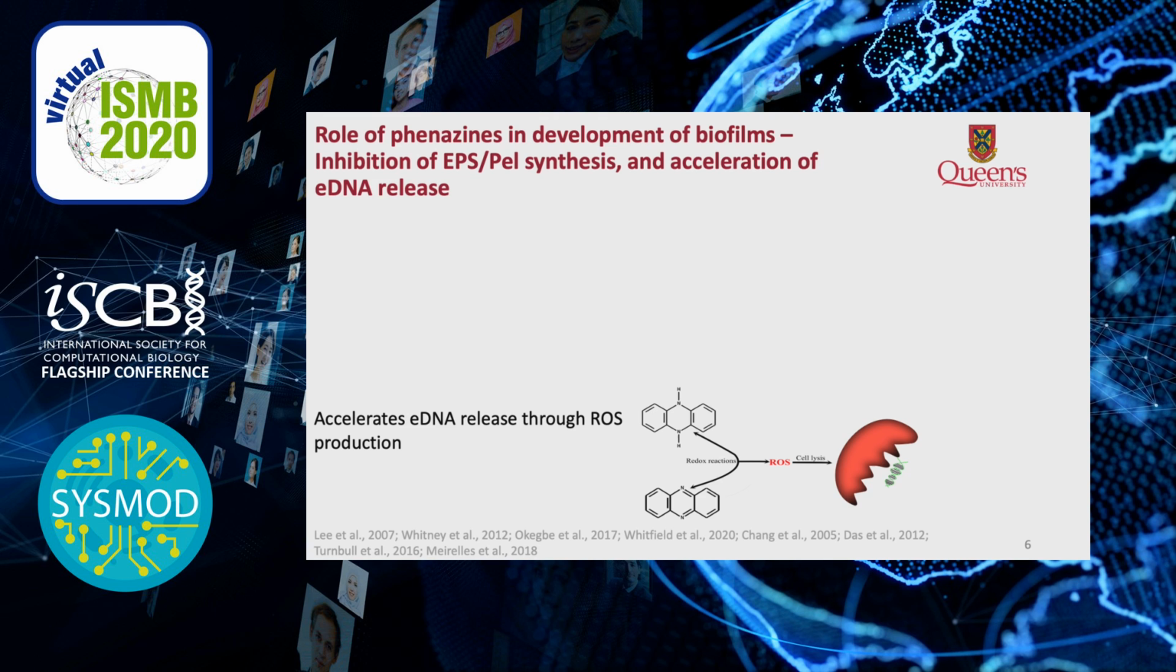Pyocyanin is also known to produce reactive oxygen species during redox metabolism. Reactive oxygen species are known to cause stress-induced cell lysis, which is a dominant route for eDNA release in Pseudomonas. This indicates potential role of pyocyanin in the acceleration of eDNA release. In fact, multiple studies have shown that increase in pyocyanin and stress or hydrogen peroxide leads to cell lysis through prophage induction.